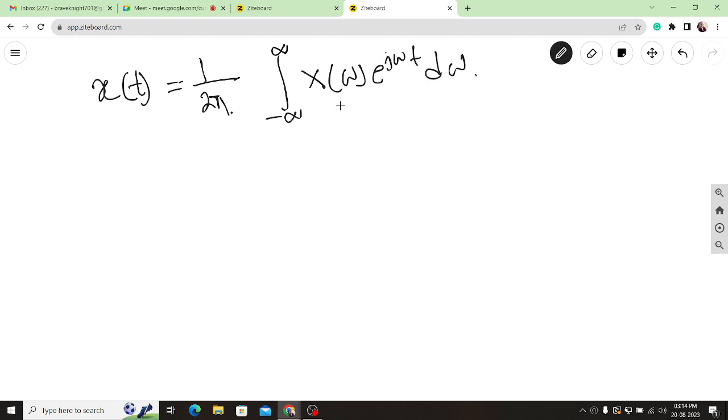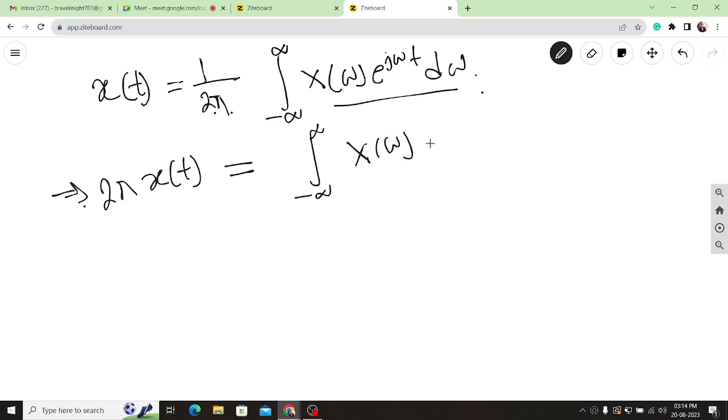So we know what happens: x of t is a time domain signal, then it has a frequency domain representation like this. For the sake of clarity and simplification, just keep this: 2 pi x of t is the integral from minus infinity to infinity of X of omega e to the power j omega t d omega. Now we can write just the same equation but replace t with minus t.